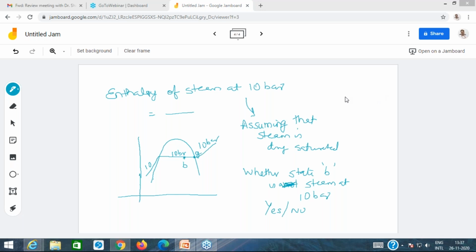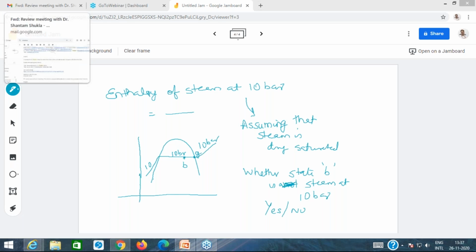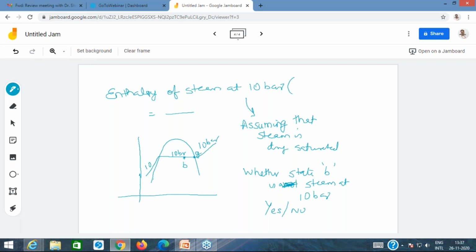It is, but we have to multiply with the steam fraction. Yes, but wet steam, right? Yes. So when I'm saying that you have to find enthalpy of steam at 10 bar, then you need to ask me a question. You need to ask me whether the steam is dry or wet.